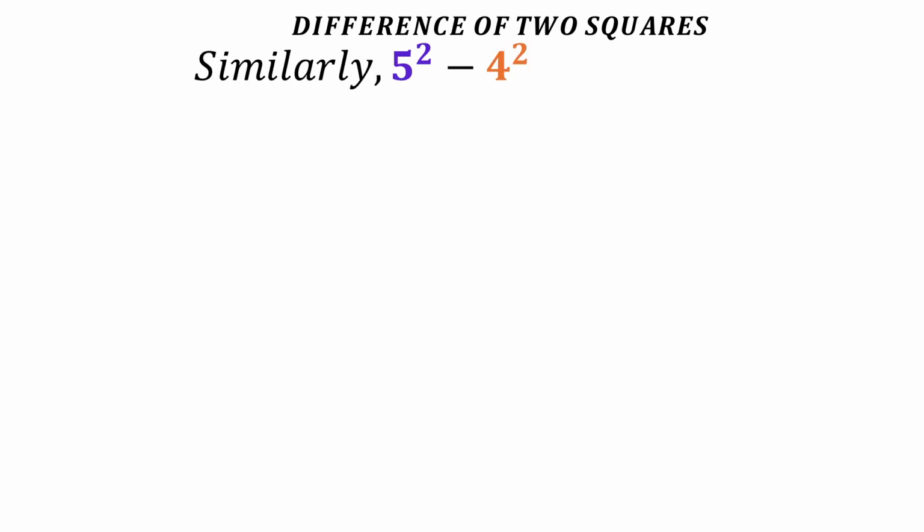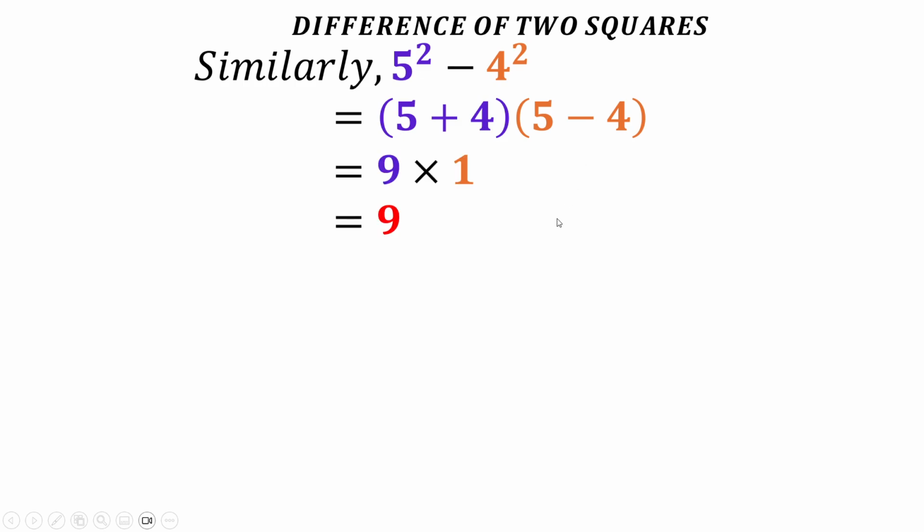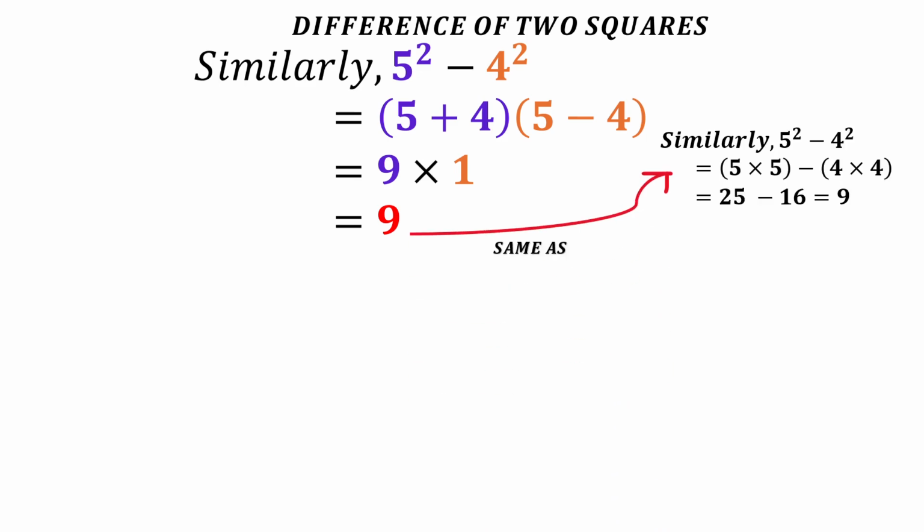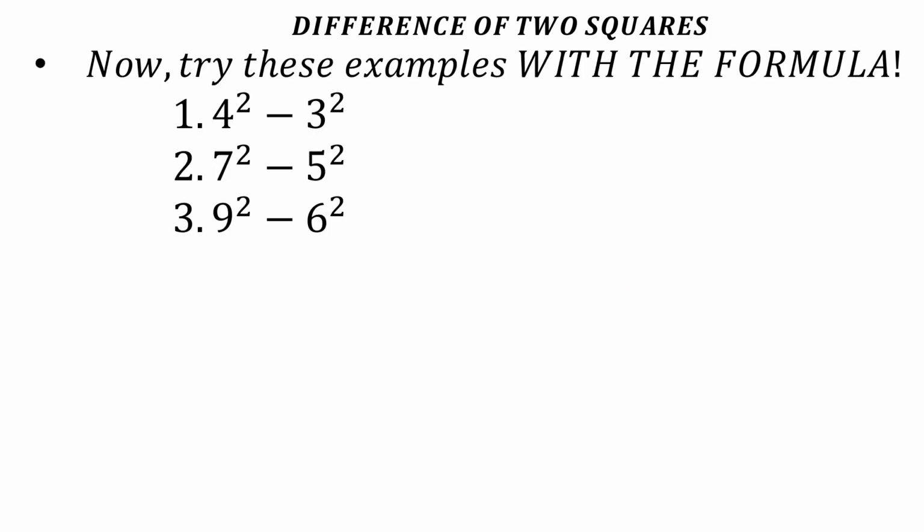Similarly, we can use it to solve the second example, where we had 5 squared minus 4 squared. That will be 5 plus 4 in the first bracket, then another bracket with 5 minus 4. 5 plus 4 is 9, 5 minus 4 is 1, so that gives us 9 times 1, and our final answer is 9, which is the same as using the first method to solve this. Similarly, we can use it to try these examples as well.